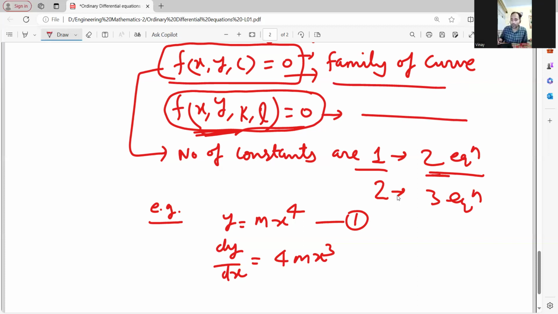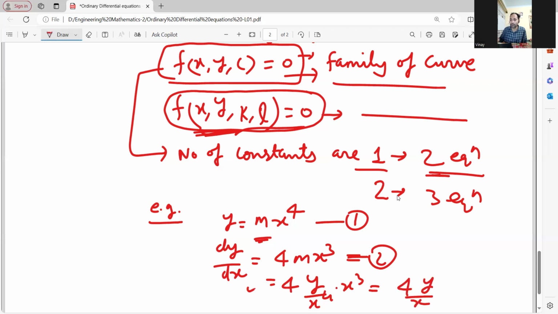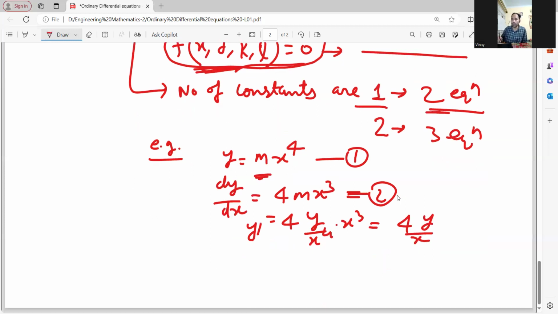So you are trying to eliminate this constant. Just put the value of m from equation 1. This is your second equation. Once you eliminate m, it is y by x to the power 4 into x cube. This is 4y by x, and this is y prime. Now, what is your differential equation, by the way? x y prime minus 4y is equal to 0.